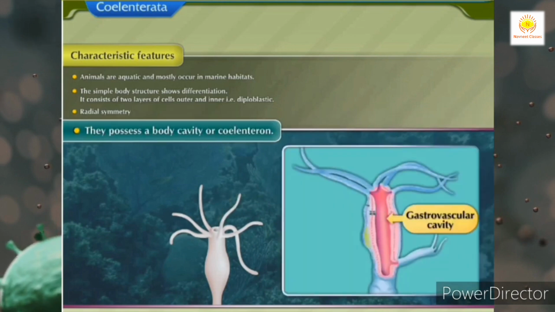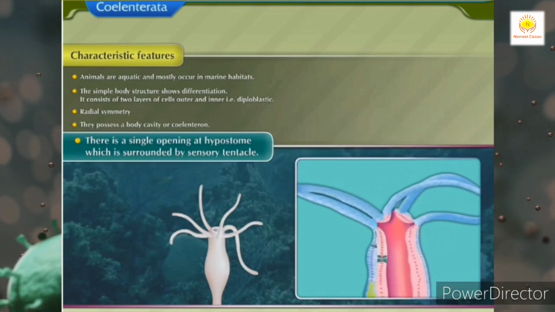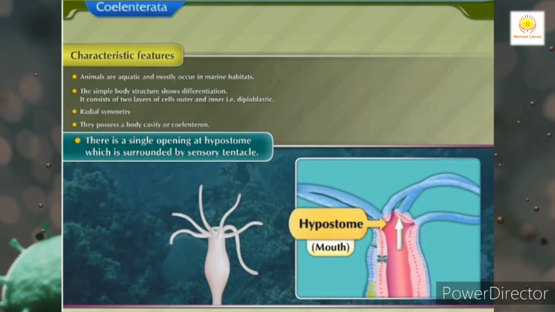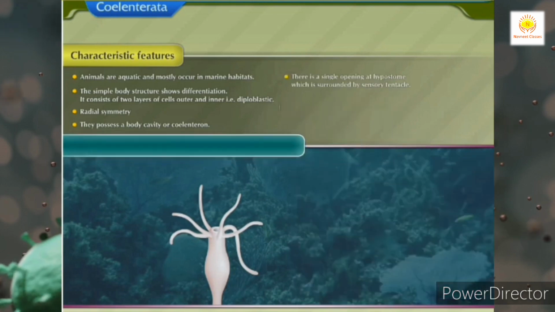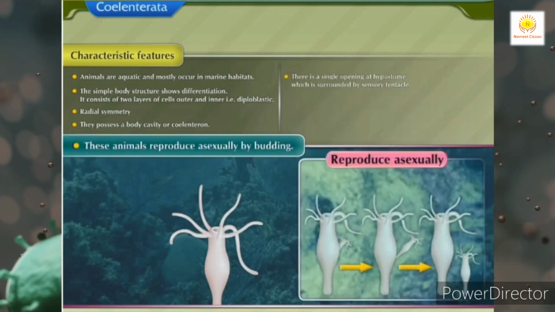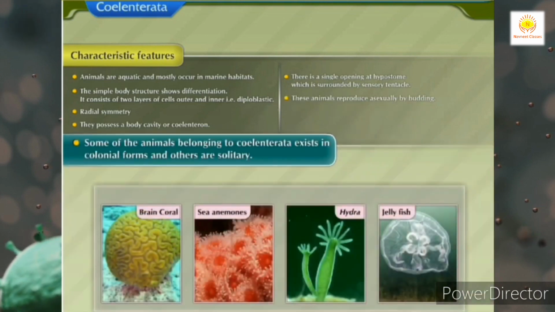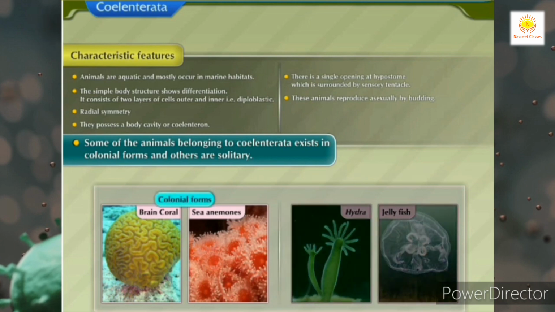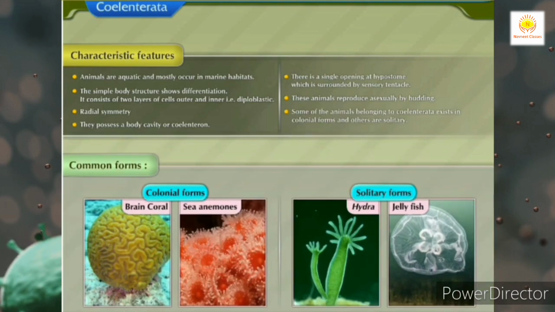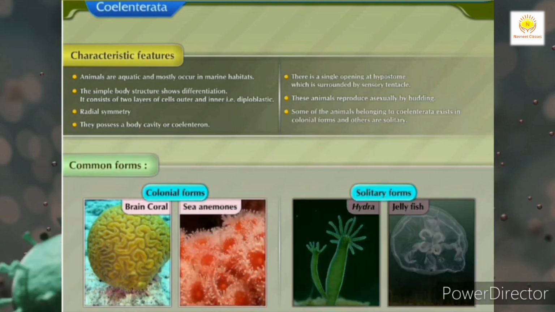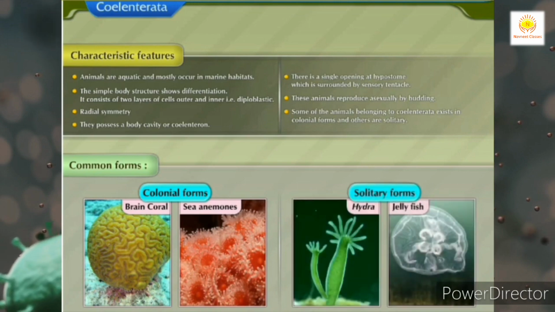They possess a body cavity or coelenteron. There is a single opening at hypostome which is surrounded by a sensory tentacle. These animals reproduce asexually by budding. Some of the animals belonging to Coelenterata exist in colonial forms and others are solitary. The common forms are corals and sea anemones, which are colonial. Hydra and jellyfish are the solitary animals.